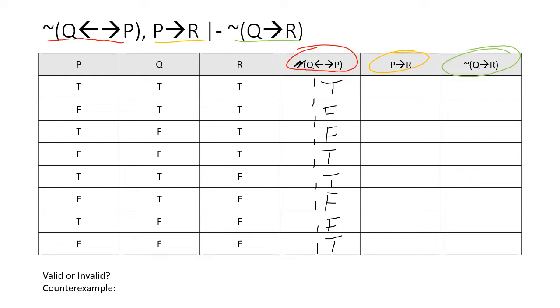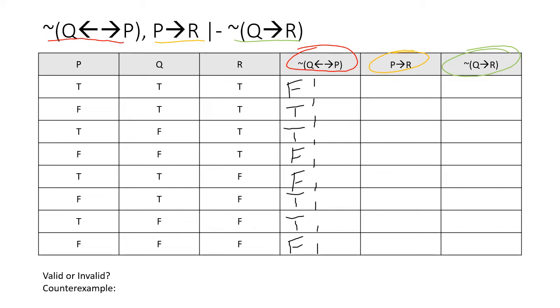And so with that, now we can bring the tilde back in. The tilde is just going to reverse those values. So T's will turn into F's and F's will turn into T's. So false, true, true, false, false, true, true, false. And again, we can get rid of this column because we don't need it anymore. And so that's the value of that premise.